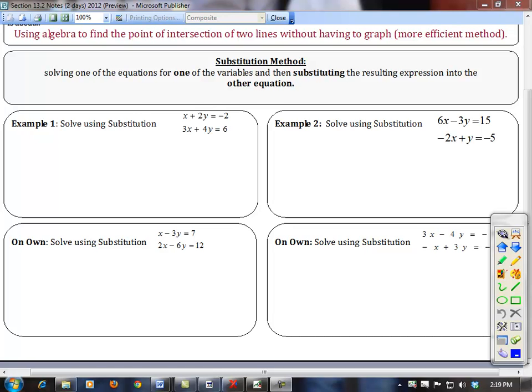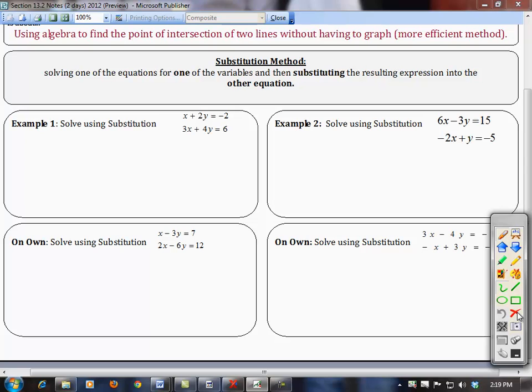And so algebraically we're going to go through, and I'm going to start with example 1 first, and you'll notice I'm going to do one and then you're going to do one on your own, okay? And then I'll do a second one and then you'll do one on your own. And you have to do the ones on your own to get the notes points for the day, okay? So let's look at the first one.